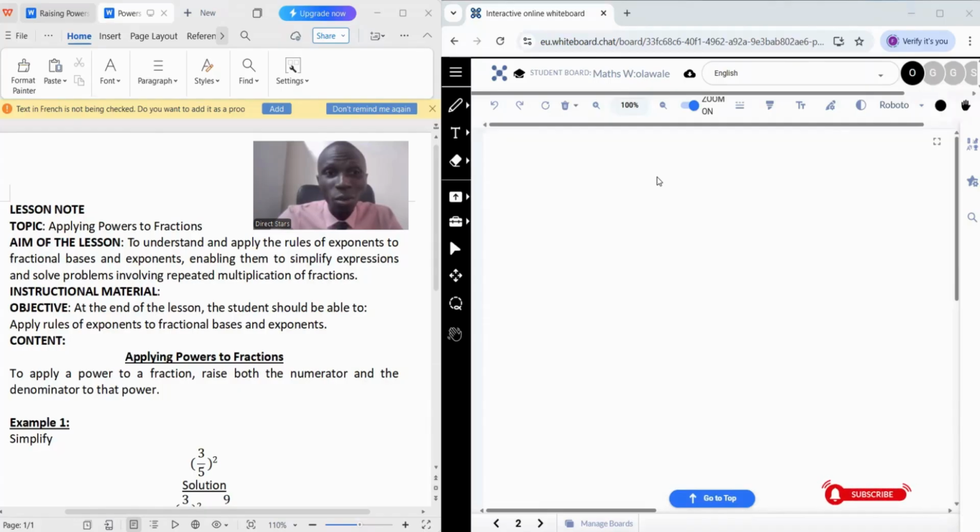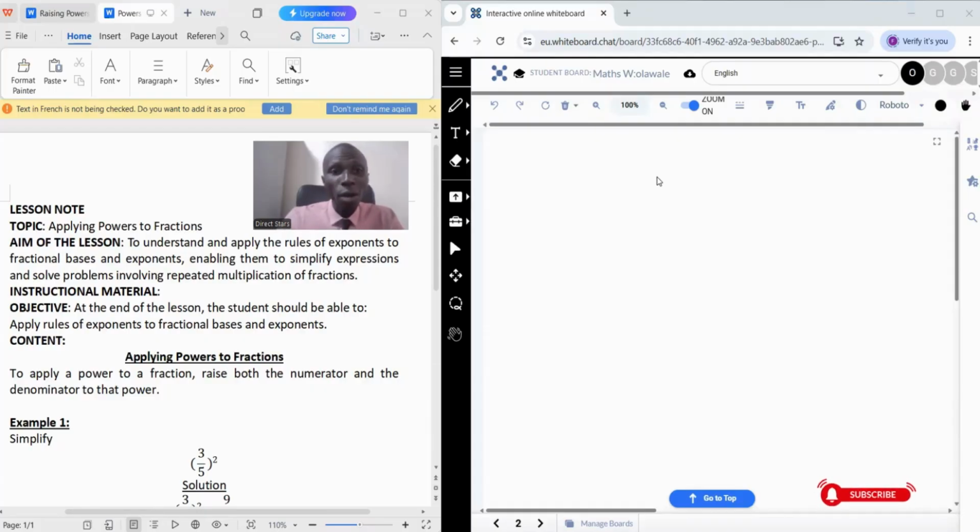In our mathematics class today, we'll be looking at applying powers to fractions. The aim of this lesson is to understand and apply the rules of exponents to fractional bases and exponents, enabling them to simplify expressions and solve problems involving repeated multiplication of fractions. And the objective of this lesson is that at the end of this lesson, you'll be able to apply rules of exponents to fractional bases and exponents.